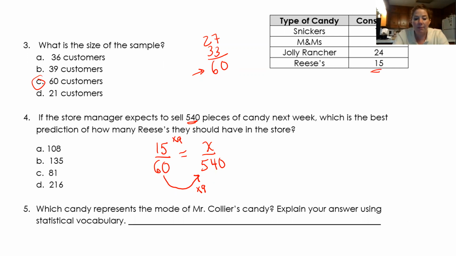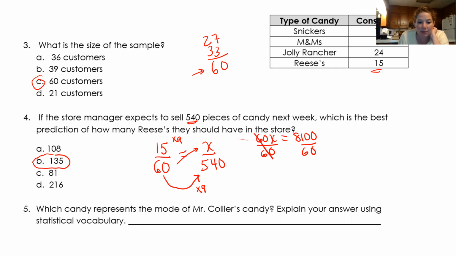So to get the top number, if we multiply, I didn't have my calculator ready, 15 times 9, that's 135. And that's the same thing I get if I cross multiply: 60x equals this big number, 15 times 540 is 8100. Then if I divide 8100 by 60, I would still get 135. So either way you do that, hopefully we all got the same answer.